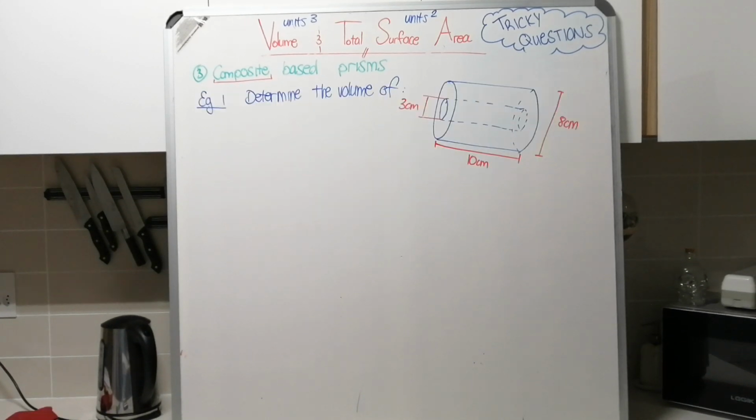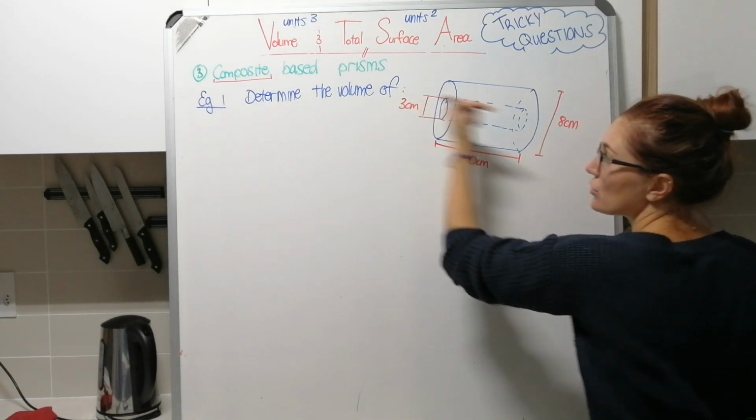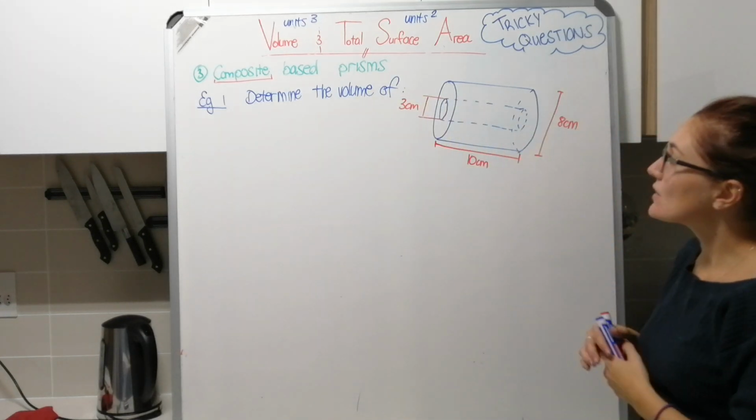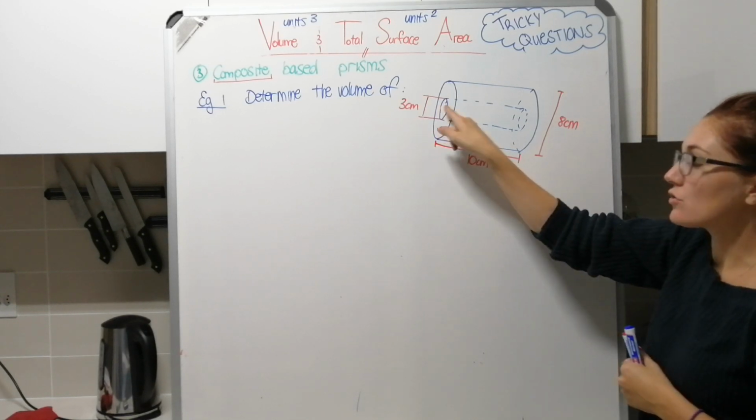Okay guys, so here is example 1. We're going to determine the volume of this weird looking shape here. What we have is a cylinder that's basically had a hole drilled through it, and we need to determine the volume of that shape, so excluding the hole drilled through it.